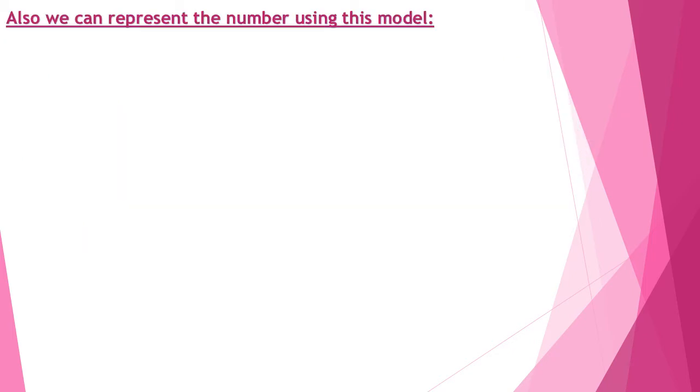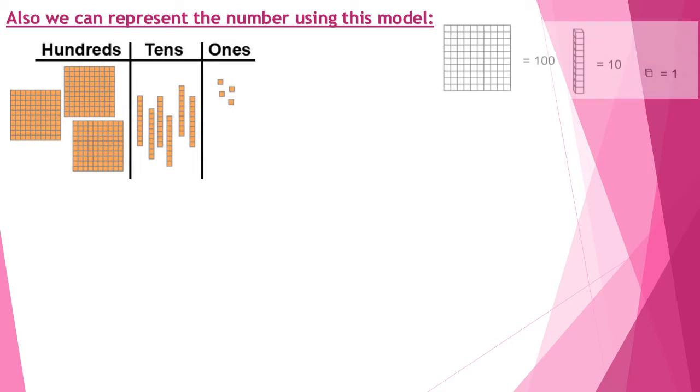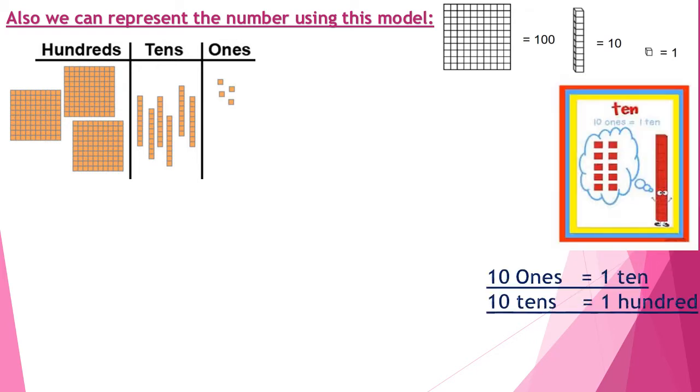Also, we can represent the number using this model. Ones, tens, hundreds. Ones as a small square, tens as a stick, hundreds as a big square, and you should know that the small square equals 1, the stick equals 10, the big square equals 100. And you should know that 10 ones equal 1 ten. 10 small squares equal 1 stick. Also 10 tens equal 100. 10 sticks equal a big square.